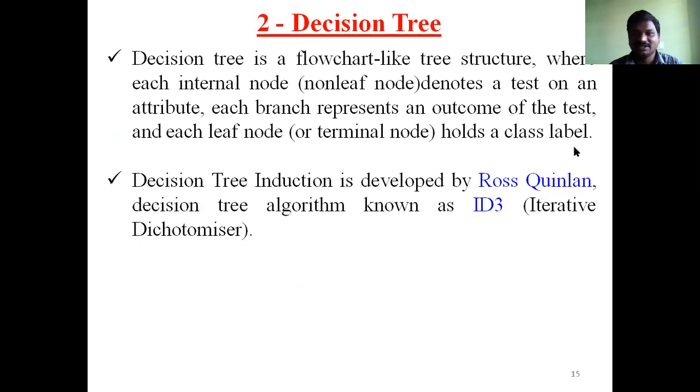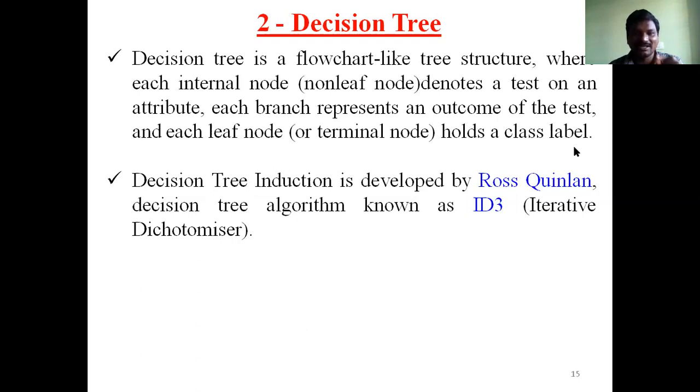How can you represent the decision tree? The decision tree is just like a flowchart-like structure. What is a flowchart? A pictorial representation of a program. The flowchart consists of different notations. For example, a rectangle box is used for some purpose, a diamond box for some purpose, and an ellipse for some purpose. Similarly, a decision tree takes different notations for representing the class labels and attributes.